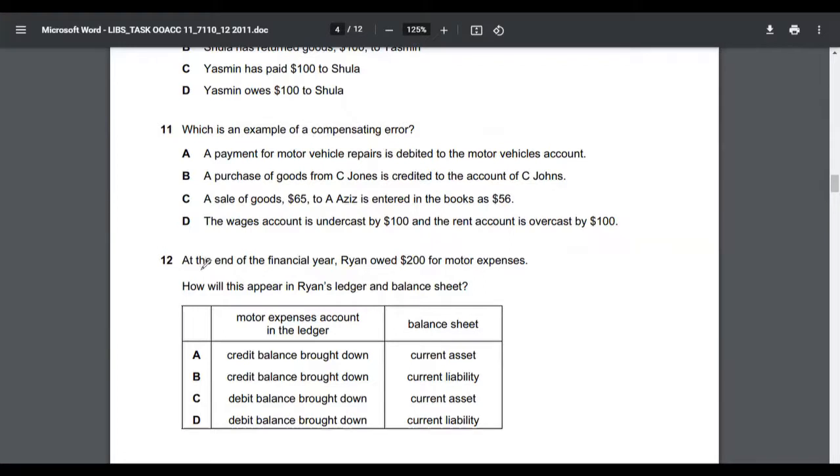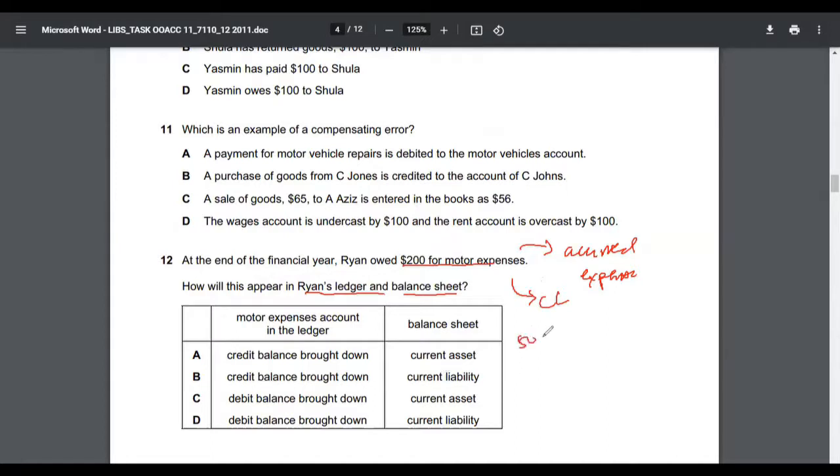So multiple choice 12. At the end of the financial year, Ryan owed $200 for motor expenses. How will this appear in Ryan's ledger and balance sheet? So this is basically accrued. This is an example of accrued expense. Ryan has to pay $200 of motor expense. Accrued expenses are current liabilities.